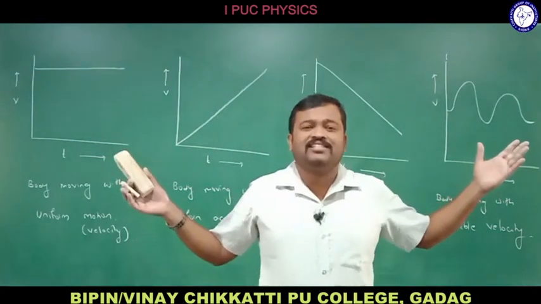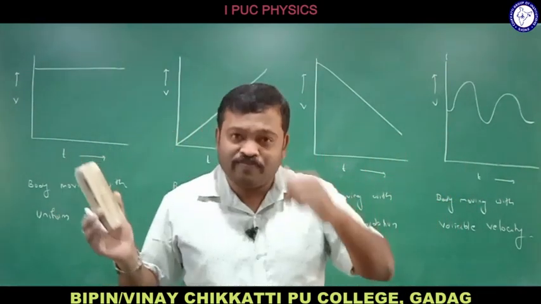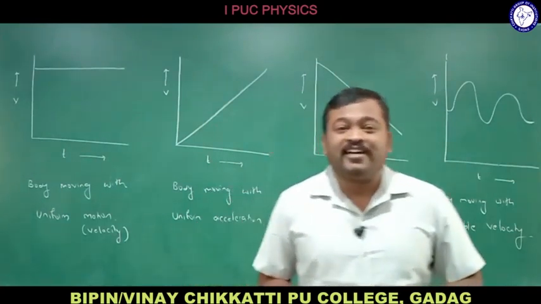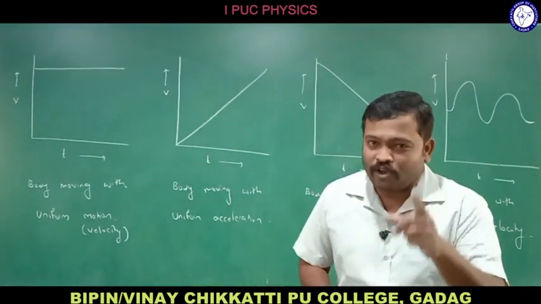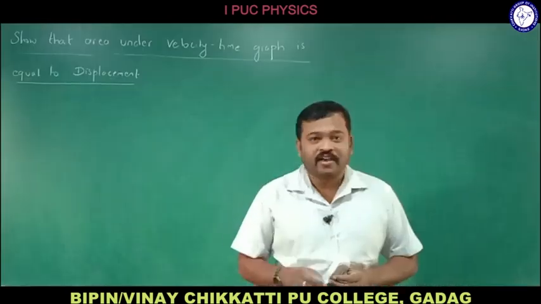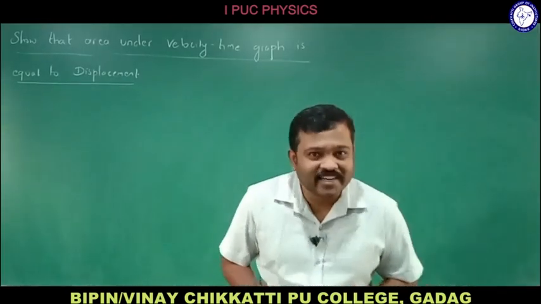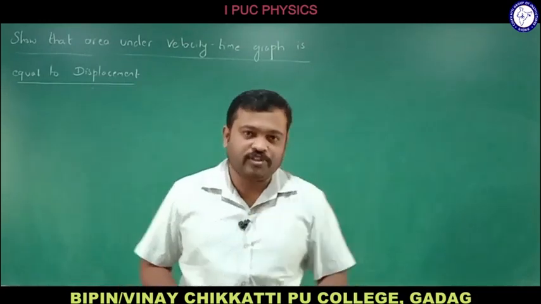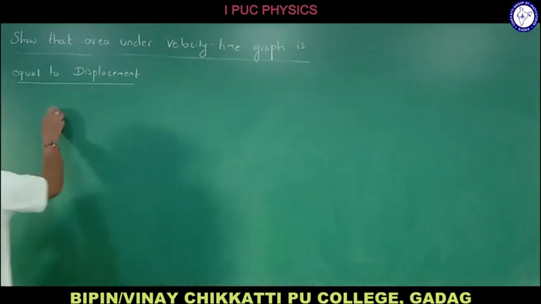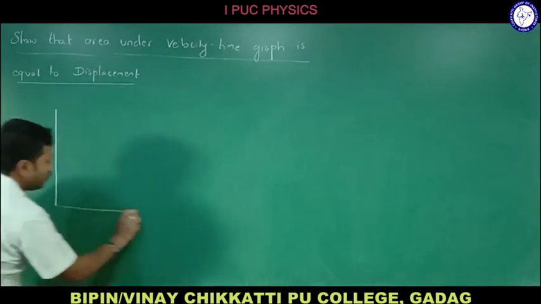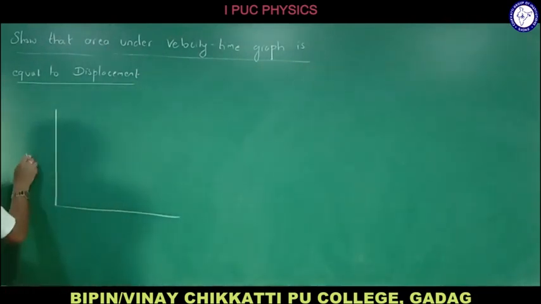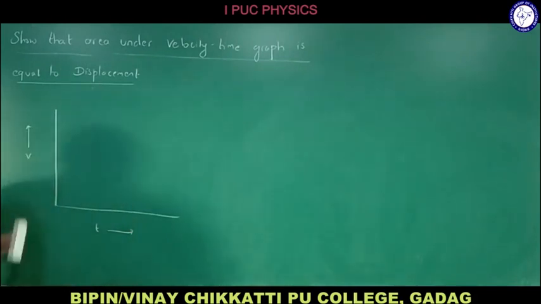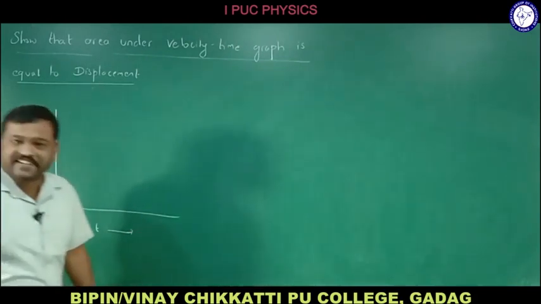One significance is that the slope of a velocity time graph gives acceleration. Let us see what the second significance of the velocity time graph is. Now let us find what the area under a velocity time graph gives. Okay, let us take a velocity time graph. We know that a graph in which velocity is plotted along the y-axis and time is plotted along the x-axis is called a velocity time graph.